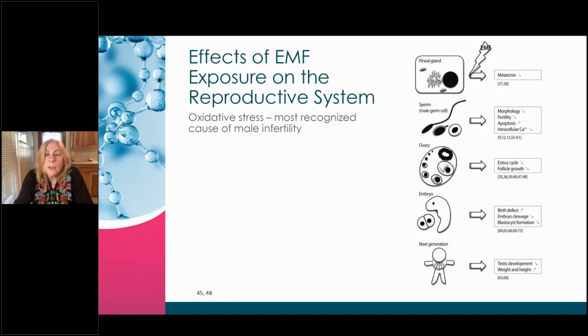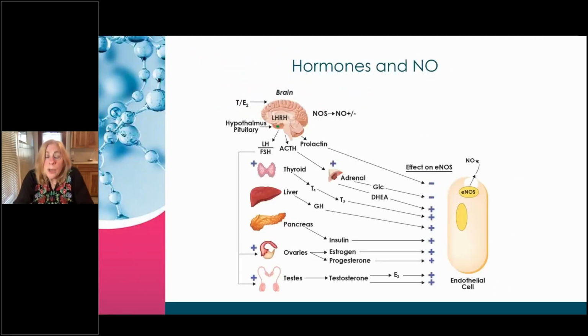So EMF on the reproductive system. Oxidative stress is the most recognized cause of male infertility. So it's affecting the sperm, the ovaries, the embryo, the next generation. Nitric oxide is required for the pulsatile LHRH release that goes on to release your LH and FSH, which goes down to the ovaries and testes to make your estrogen, progesterone, testosterone. These hormones stimulate eNOS production of nitric oxide, if it's not uncoupled. And you see the two main hormones on here that actually inhibit NOS. You've got glucocorticoids, the cortisol, and the prolactin.